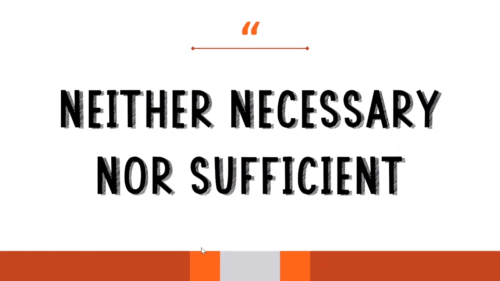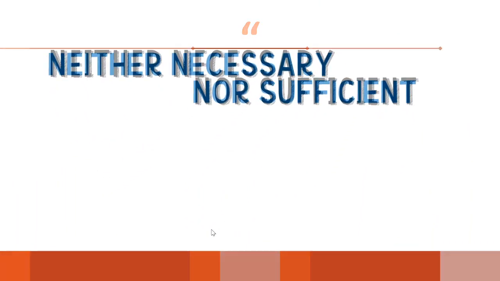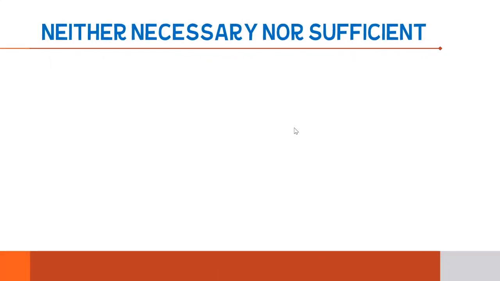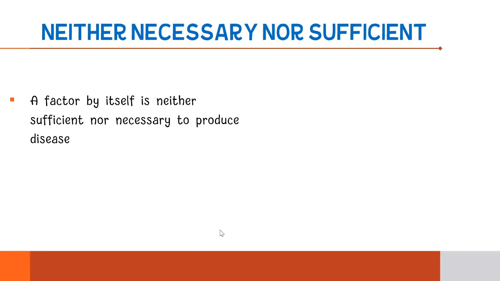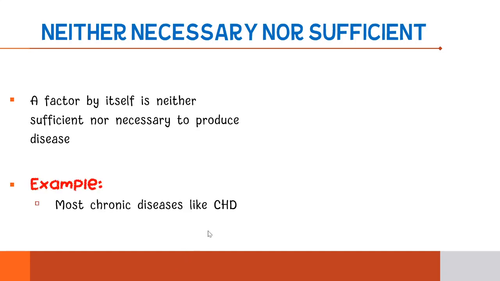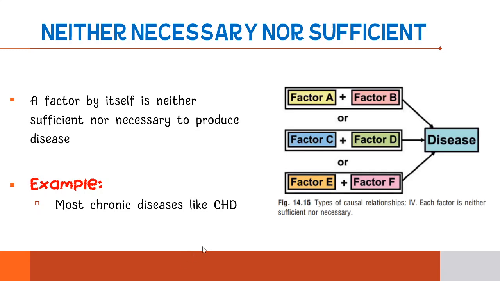Next is neither necessary nor sufficient. Now, a factor by itself is neither sufficient nor necessary to produce a disease. And an example for this are CHD. Most chronic diseases like CHD means your coronary heart disease. So, unsa day ang naaaning sa CHD?